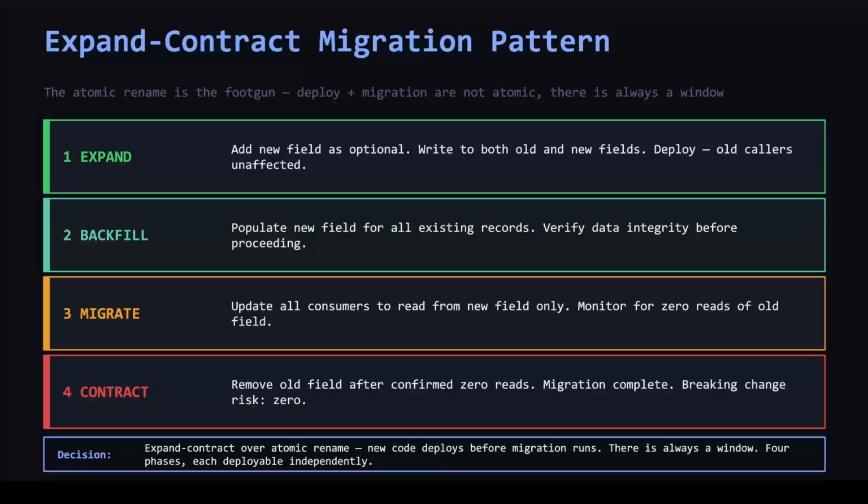Migrate. Update all consumers to read from the new field only. Monitor until you've confirmed 0 reads of the old field. Remove the old field. The contract. Migration complete. Breaking change risk virtually 0. The decision: expand contract over atomic renames. New code deploys before the migration runs. There is always a window. 4 phases, each independently deployable.